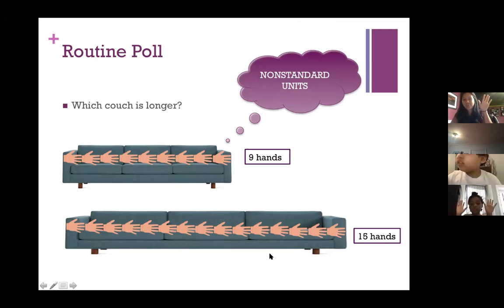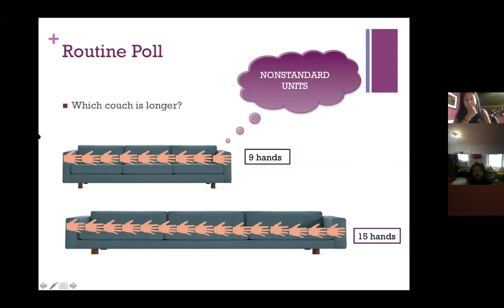But scholars, I have a problem. I see that some of your hands are a little bit different size than mine. Dylan's hand, I think, is a little bit smaller than mine. Jonay, your hand might be a little smaller than mine. So what's our problem here? If Dylan was measuring a couch with his hands, would he get the exact same measurement as I would? Dylan, what do you think? I think not because my hands are smaller than yours.